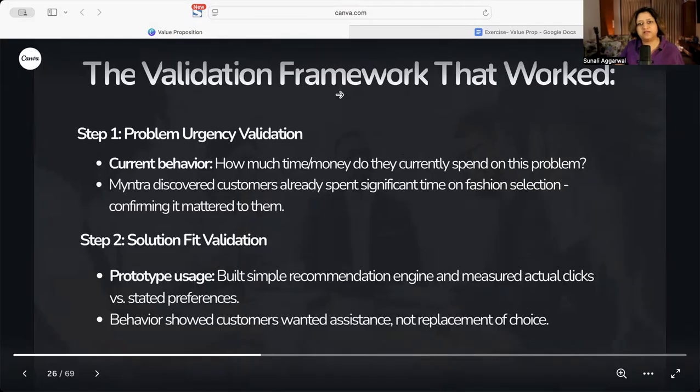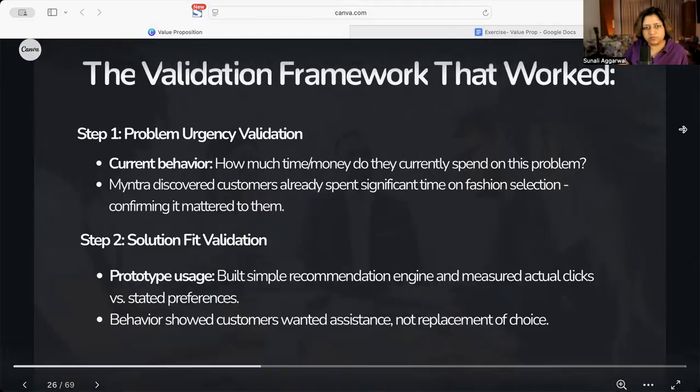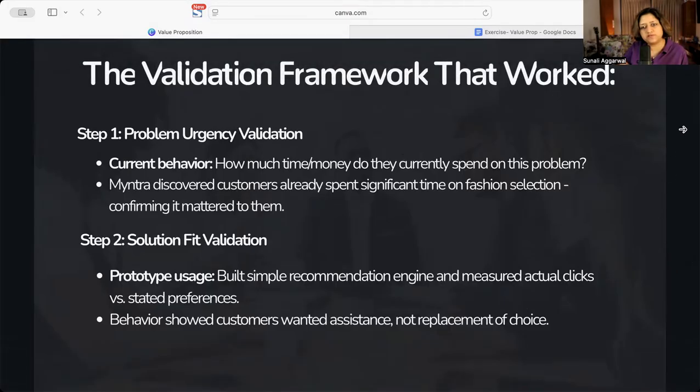Now let's look at the validation framework that worked. Problem urgency validation, current behavior. How much time and money do they currently spend on this problem? Myntra discovered customers already spent significant time on fashion selection, confirming it mattered to them. Right? People are particular about their fashion choices. They want to do the mix and match themselves. Only when they feel perplexed, they would ask for suggestions from a consultant.